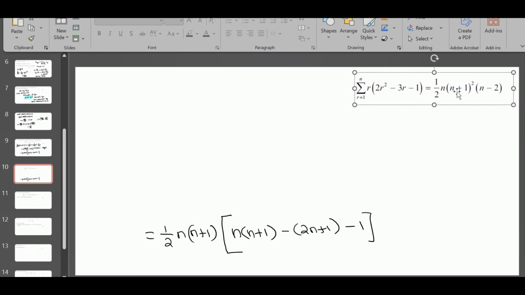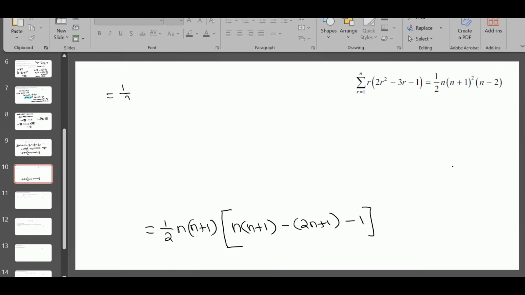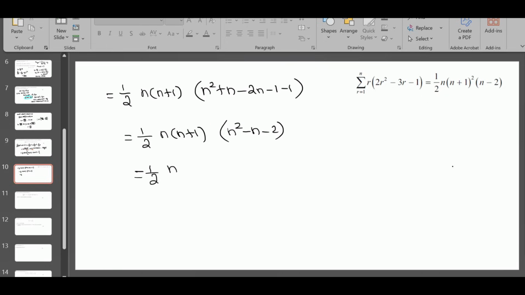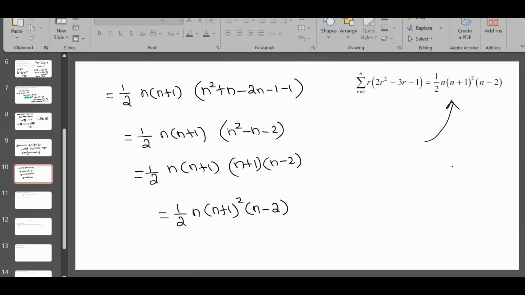Okay, they want us to prove this actually. So it's 1 over 2 n times n plus 1. You open the bracket, you'll get n square plus n. Here open the bracket, minus 2n minus 1 minus 1. So that's gonna be n times n plus 1 times n square minus n minus 2. And factorize the quadratic. It's n plus 1 times n minus 2, right? So you can combine and write it as n plus 1 whole square times n minus 2. That's what they want us to prove.